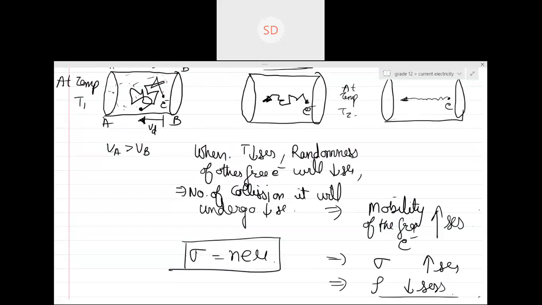So did you understand the logic of why on decreasing temperature, resistivity is decreasing? Guys, did the logic make sense? Yes, sir.